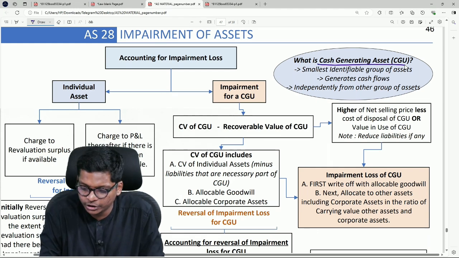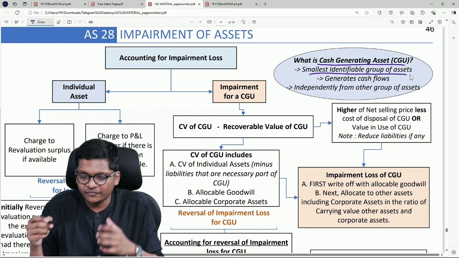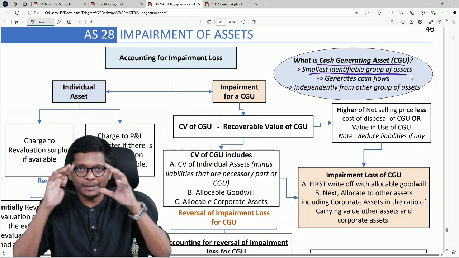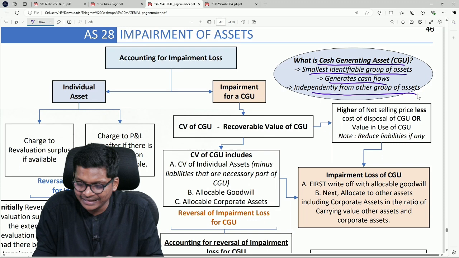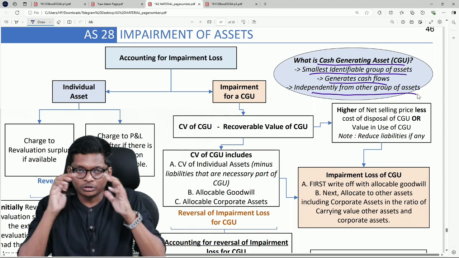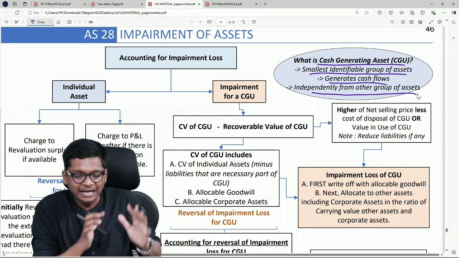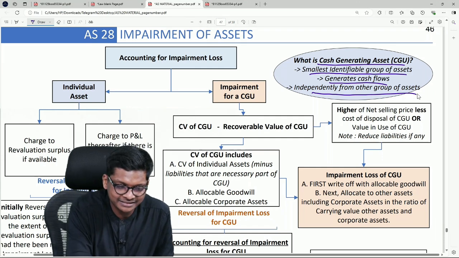What is a CGU? The smallest identifiable group of assets. This camera, classroom, everything generating cash flow independently from other groups of assets. So this classroom is different from other classrooms. Are you following, guys? Okay.